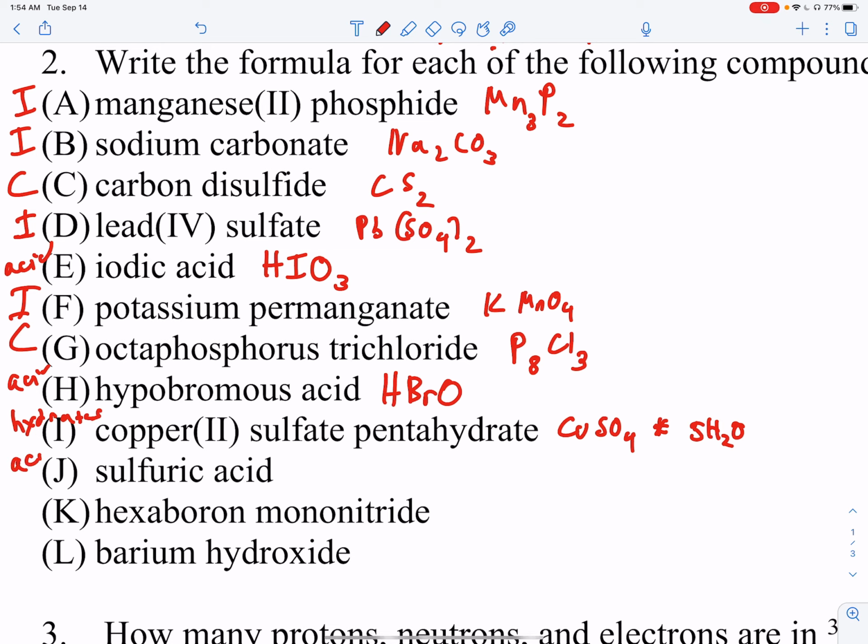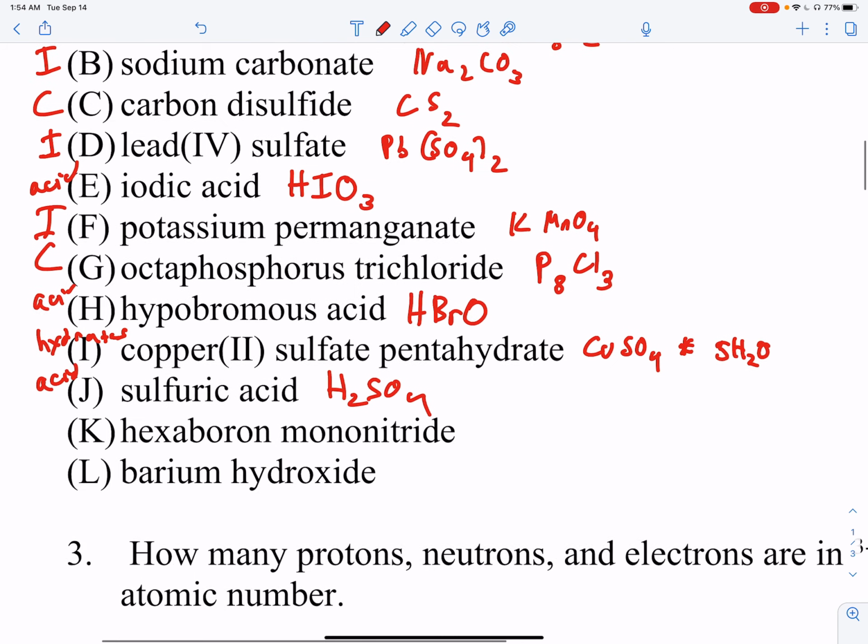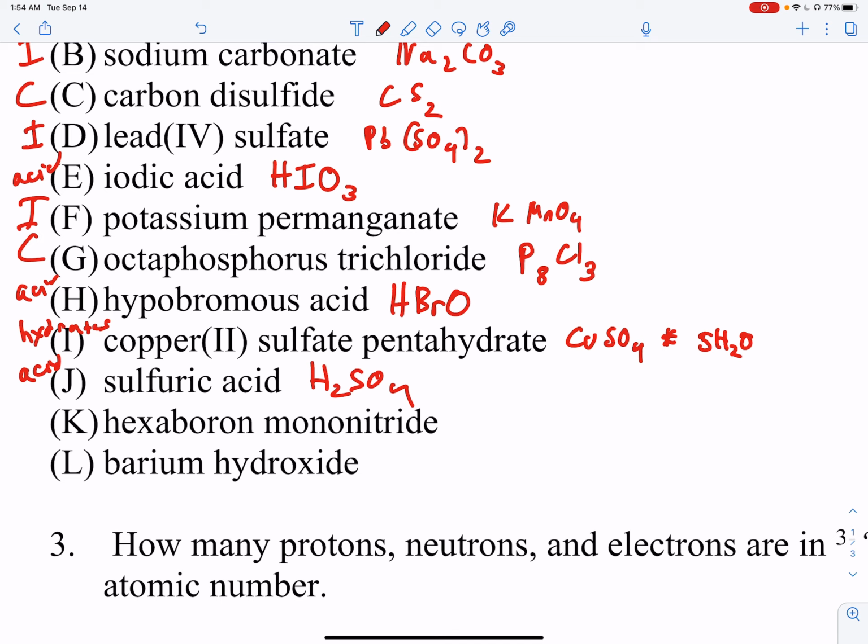Sulfuric acid's an acid. Sulfuric acid's one of those acids that doesn't really follow our nice rules, for a couple different reasons, so you just have to remember it. It's H2SO4. Okay. Hexaboron mononitride is obviously a covalent bond. Hexa means 6, so that's B6, and mononitride means 1 nitrogen.